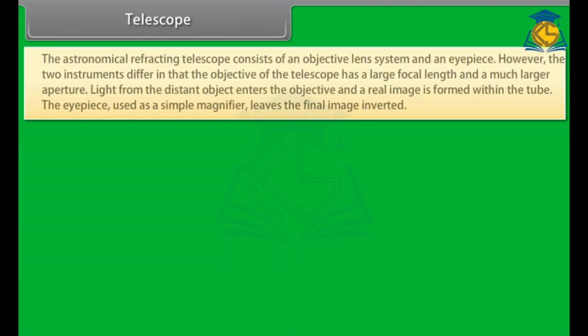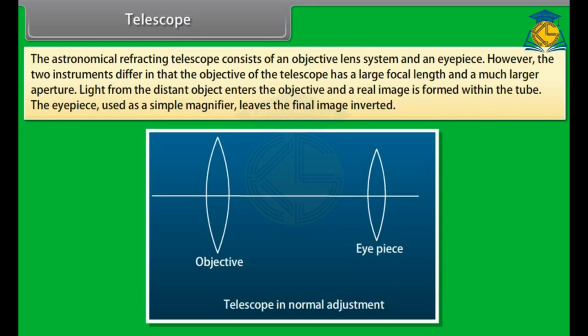Telescope. The astronomical refracting telescope consists of an objective lens system and an eyepiece. However, the two instruments differ in that the objective of a telescope has a large focal length and a much larger aperture. Light from the distant object enters the objective and a real image is formed within the tube. The eyepiece, used as a simple magnifier, leaves the final image inverted.